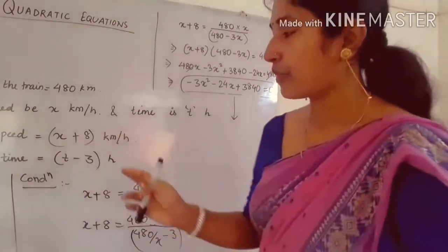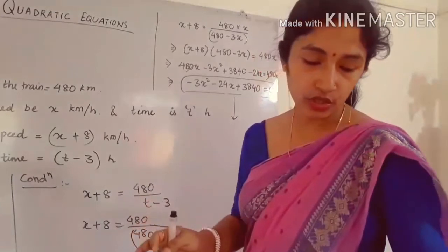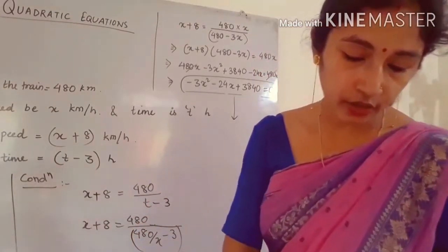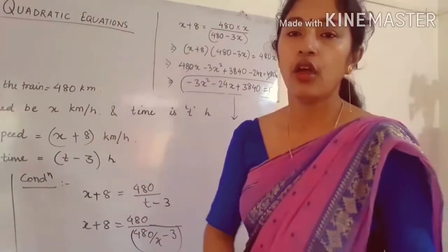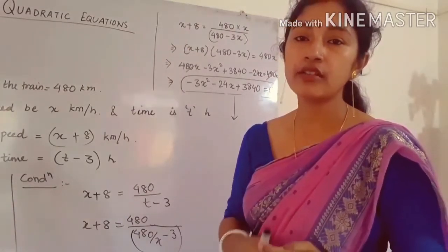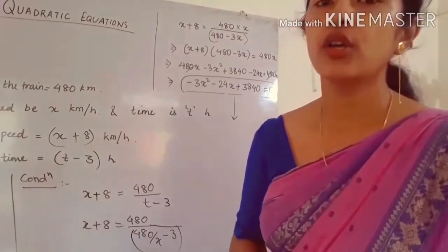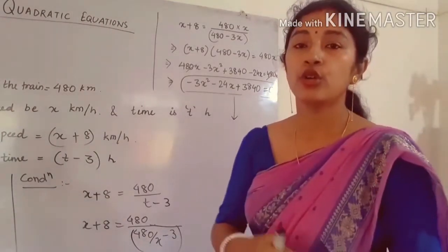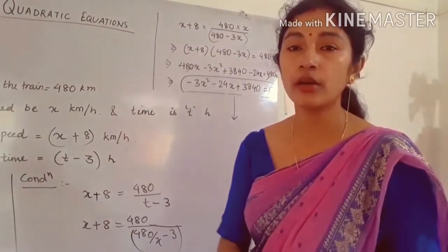So see here, in this question they are asking to find the speed of the train. So we have to find the speed. So what have we taken as speed? We have taken speed as x km per hour. So our final equation should be in terms of x, not in terms of t.